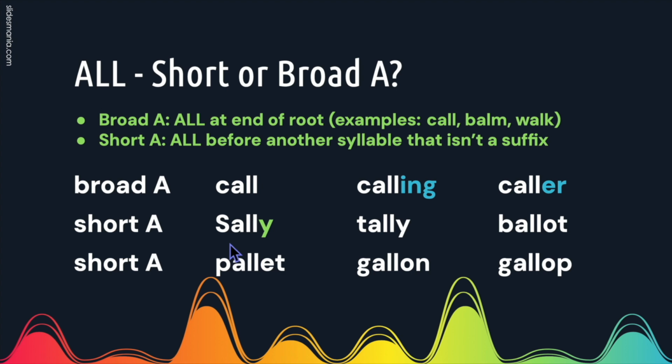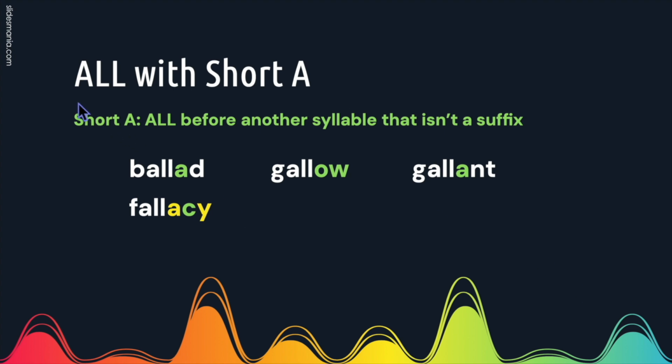Here we have ALL followed by another syllable that is not a suffix. So we are going to try the short sound. In this case, we have a capital letter because this is the name Sally. Tally, ballot, palette, gallon, and gallop. If you have ALL before another syllable that isn't a suffix, it's going to use its short sound. Like in this word, this A will schwa to be a muffled sound, ballad. OW is going to use the long O sound of this word, gallow.